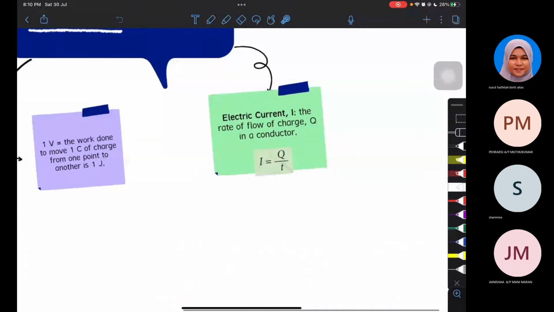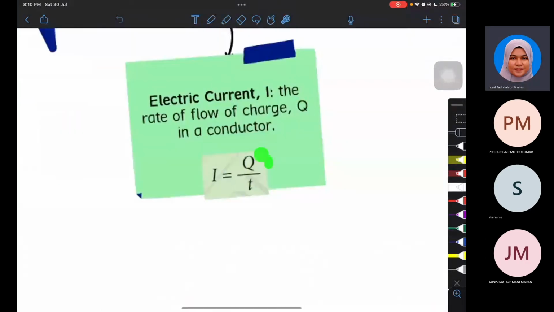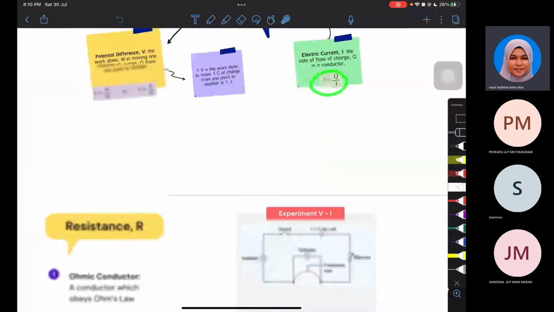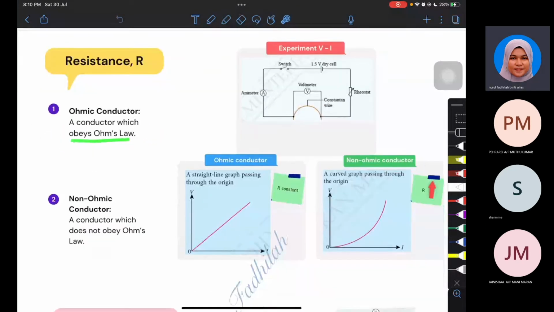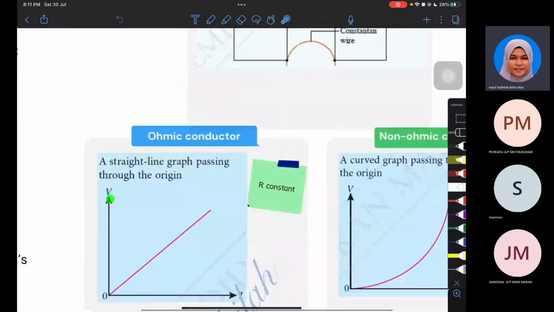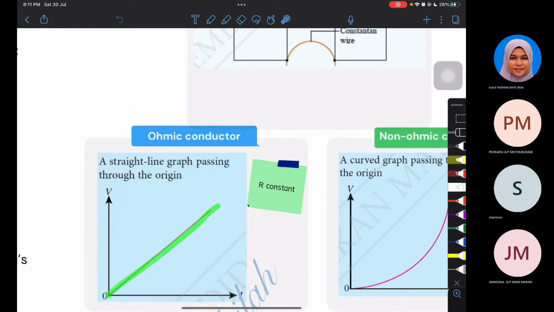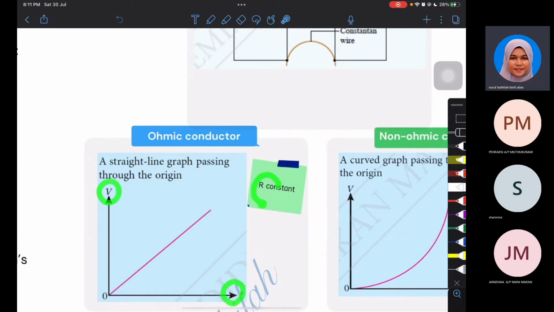Okay, and then we have formula for potential difference. Okay, and then electric current formula I equals to Q over T. Okay, and then you learn about resistance. Okay, and when resistance, we have ohmic conductor. So for ohmic conductor, it obeys Ohm's law. So kalau Ohm's law, ohmic conductor. So Ohm's law states that voltage is directly proportional to the current. Right? So when this happens, kita dapat R constant.